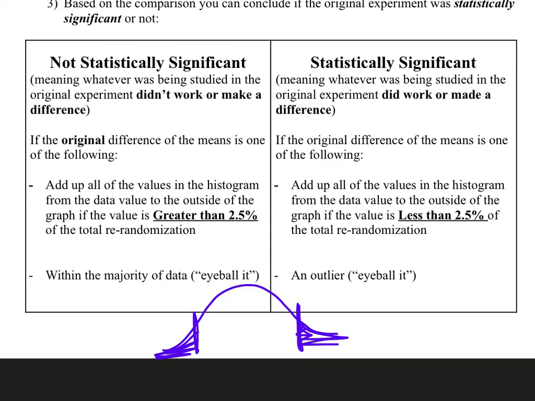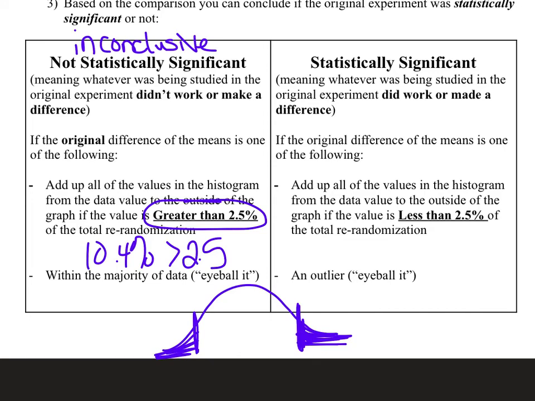Then you determine how many of those were at that value or greater, or at that value and less, in either case. And if that value was greater than 2.5%, then it was not unusual or not statistically significant, or we also say inconclusive. So if the number that you get, let's say it's 10.4%, that's greater than 2.5, then we can't tell anything about that study. The energy drink didn't do it, the fertilizer didn't take, whatever.